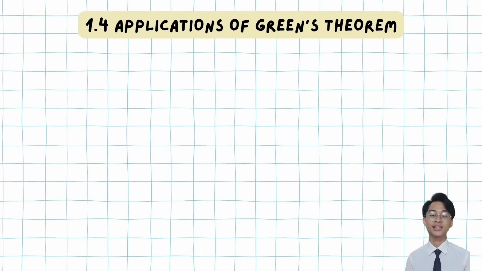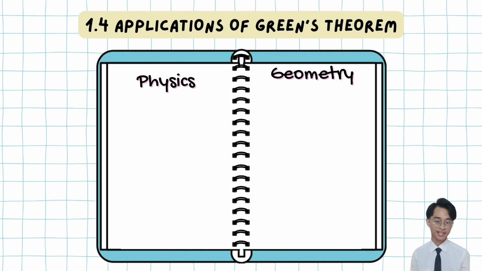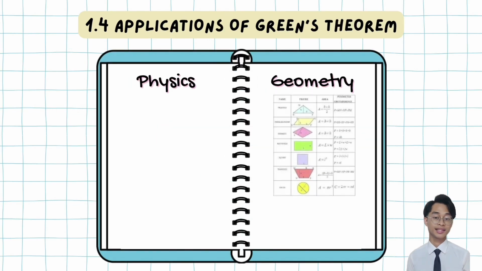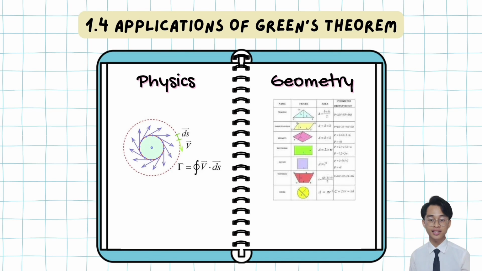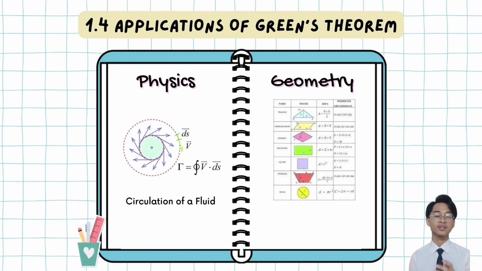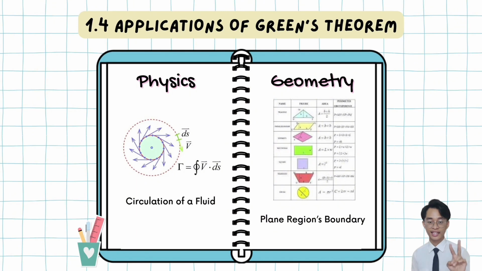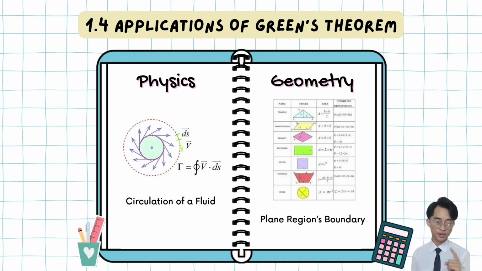Alright, next, let's go through the applications of Green's theorem. There are two major applications, which are in physics and geometry. For physics, in fluid dynamics, Green's theorem is used to compute the circulation of a fluid. It connects the curl of the velocity field within the region to the total circulation along the boundary curve. In geometry, Green's theorem provides a method for evaluating line integrals around a plane region's boundary, which can be used to determine the area enclosed by the curve.